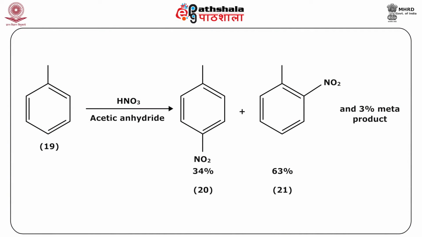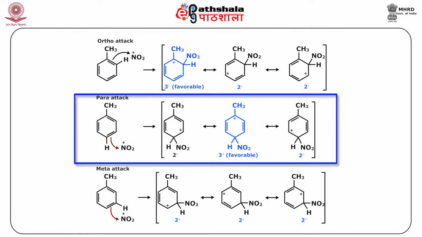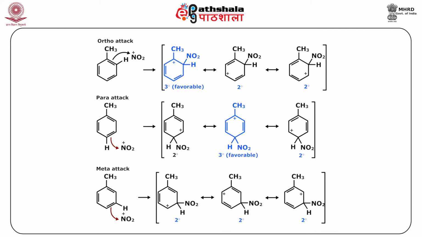Aromatic electrophilic substitution of toluene in the presence of nitric acid with acetic anhydride gives 1-methyl-4-nitrobenzene in 34% yield and 1-methyl-2-nitrobenzene in 63% yield. Since the electron-donating groups are ring activators, they direct the incoming electrophiles to the ortho or para positions. This is a clear example of regioselectivity. The mechanistic details of the ortho attack, para, and the meta attack are shown here in the given mechanisms.